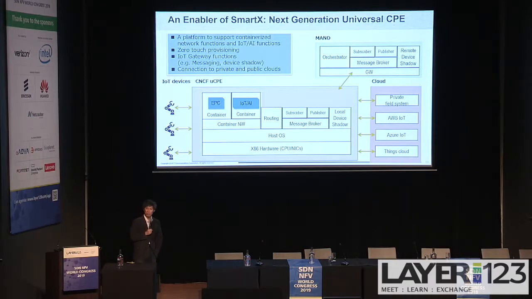Last but not least, we provide a connection to different kinds of cloud. This is actually a very important point. This enables the user to select the data destination. People can select, for example, Amazon for their data to be sent to, or they can select Azure to send their IoT data.